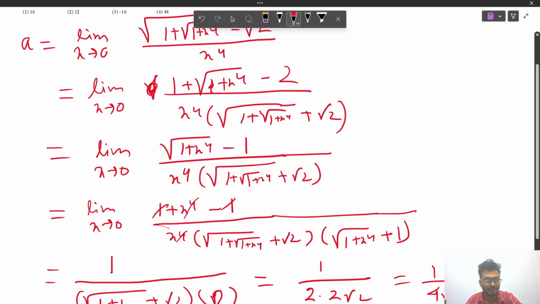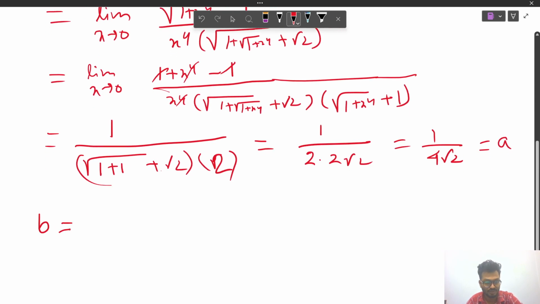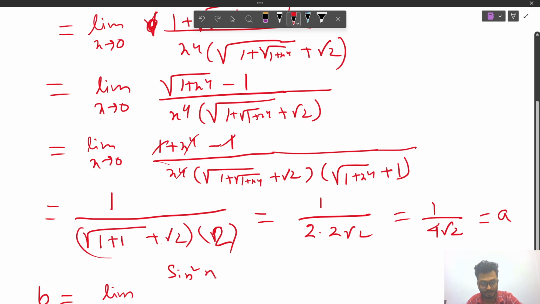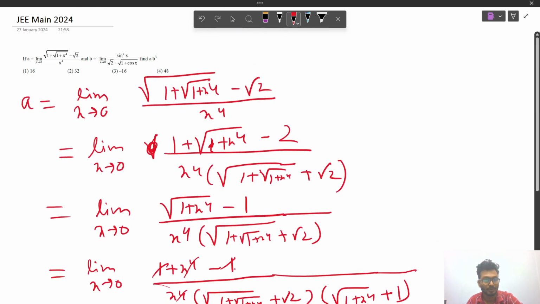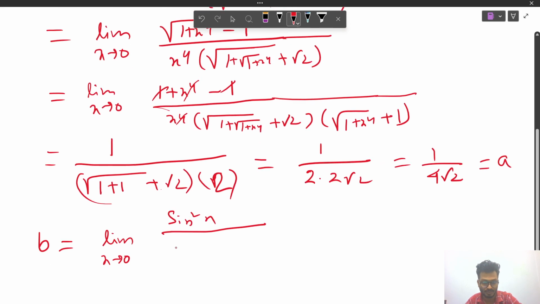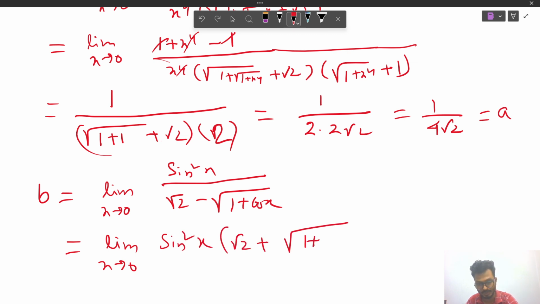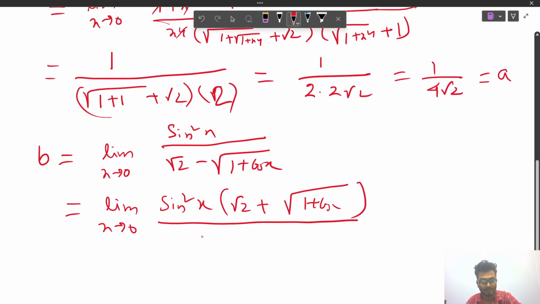Now we have to find v, so let us find v. So v is the limit as x tends to 0 of sine square x divided by root 2 minus root over 1 plus cos x. Now same thing, let us rationalize. So limit x tends to 0 sine square x into root 2 plus root over of 1 plus cos x, right? And if we multiply the same thing in the denominator, what we get is 2 minus 1 minus cos x, right?